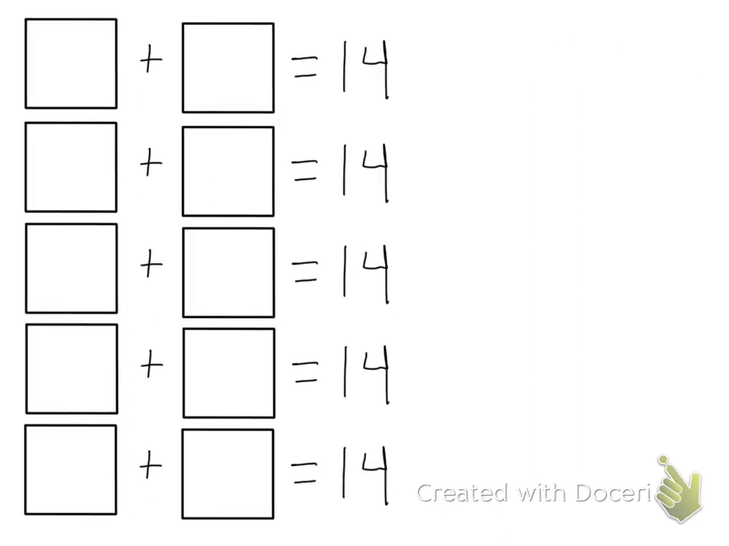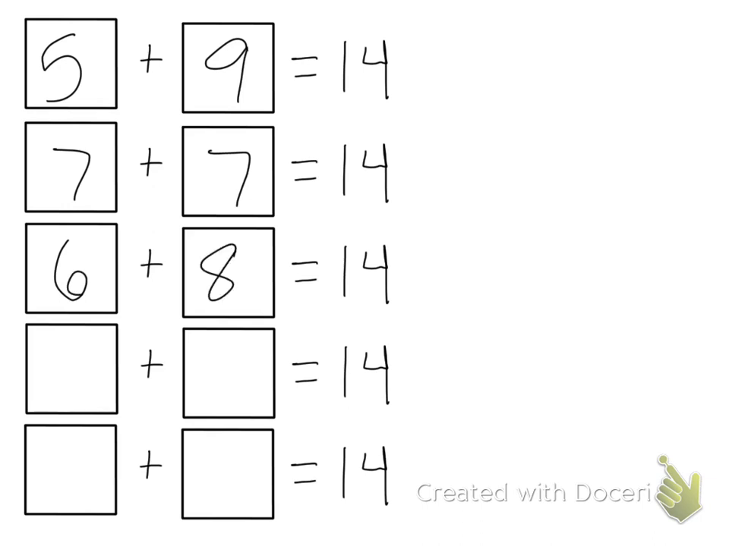Okay, what about the 14 facts? There's just 3 of them that we haven't done, and 2 of them we've already learned. So the first one is 5 plus 9 is 14. And the other is a doubling fact, which is 7 plus 7. The last pair of numbers with the sum of 14 is 6 plus 8.